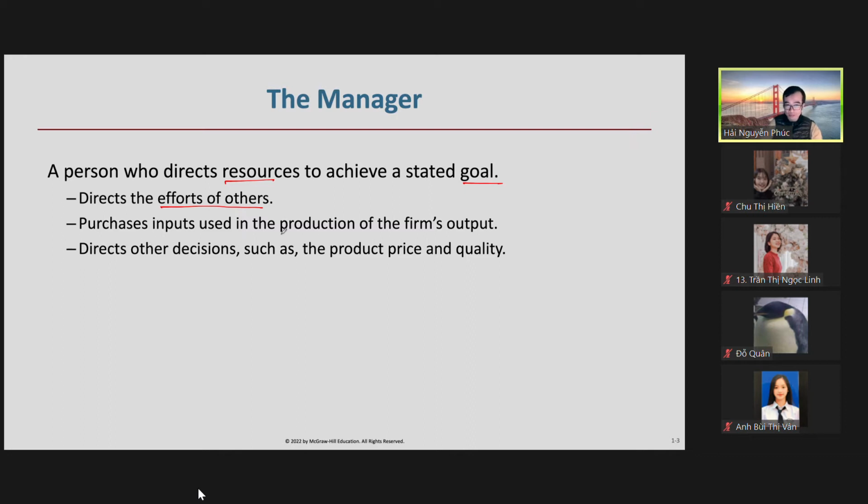He has to make some decisions like purchasing inputs in the production, to determine the optimal combination of inputs. And the manager will also have to make some other decisions, such as what price to set, and the quality, how to make the optimal quality.